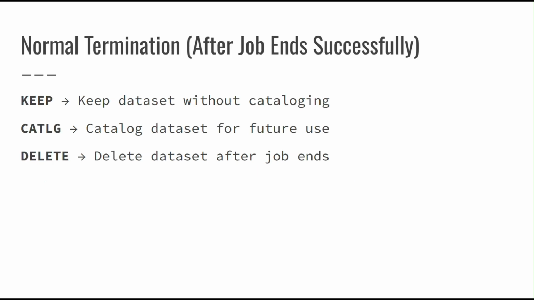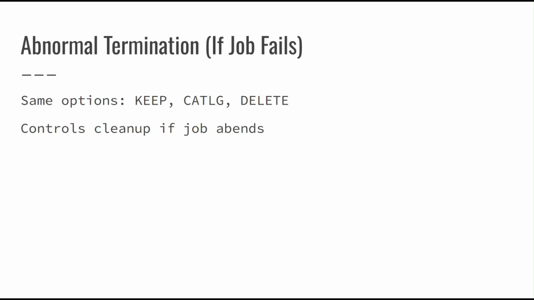Under normal, we have three options: KEEP, CATALOG, and DELETE. KEEP keeps the data without cataloging. CATALOG means cataloging the dataset for future use. DELETE means when the job is successful, after the job ends, the dataset will be deleted. For abnormal termination also, the same three will be there: KEEP, CATALOG, and DELETE.